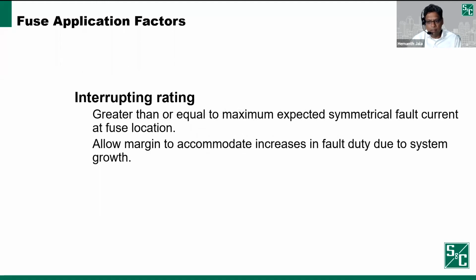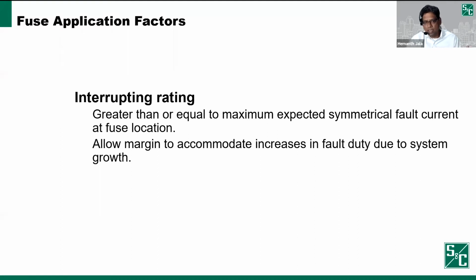The next important rating when it comes to picking the application of a fuse is the interrupting rating. You want to make sure that the interrupting rating of the fuse you're selecting is at least greater than the maximum fault you would see at that location. And you would want to put some margin in there for future increases in load, so you can have a fuse that can handle that high amount of fault current.